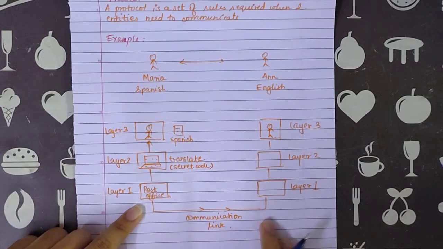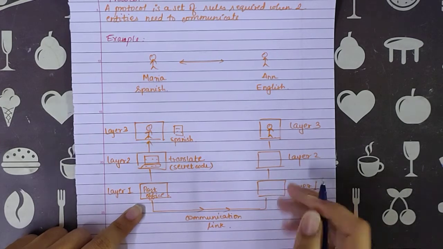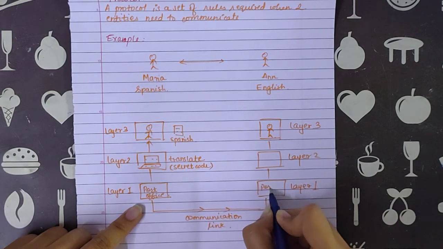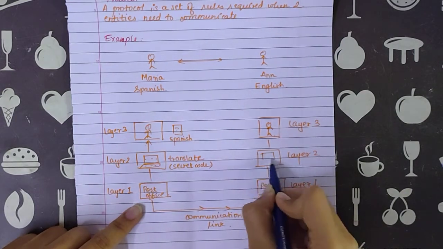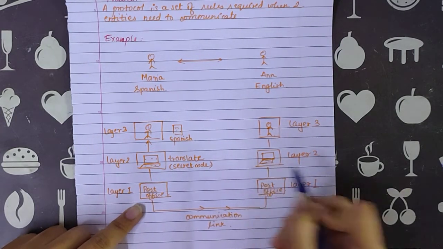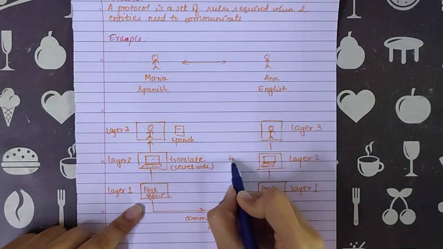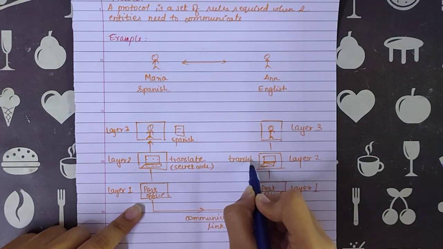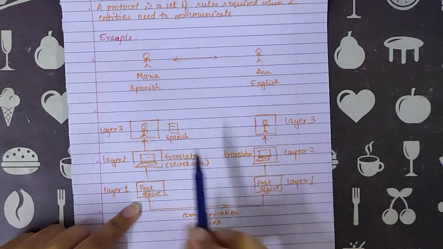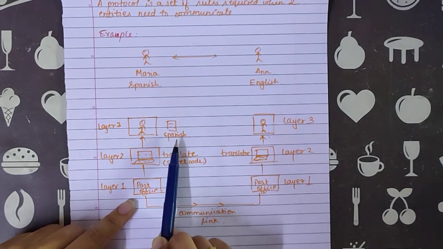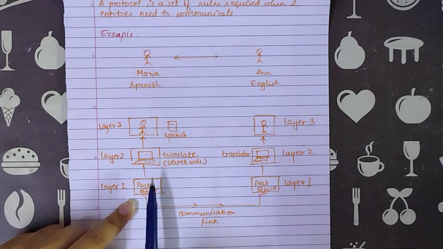The post office people will drop that letter at Anne's residence, and Anne will receive that letter from the post office. Now Anne will use another translator which she has with herself to convert the secret code into English. So here is Anne's translator. And this is how the letter which is in Spanish can be understood by Anne using this communication structure.